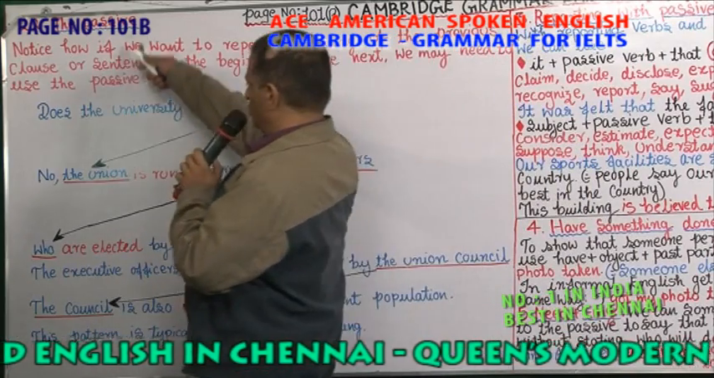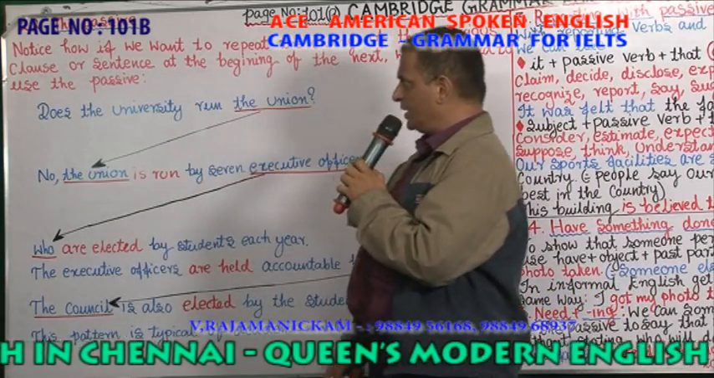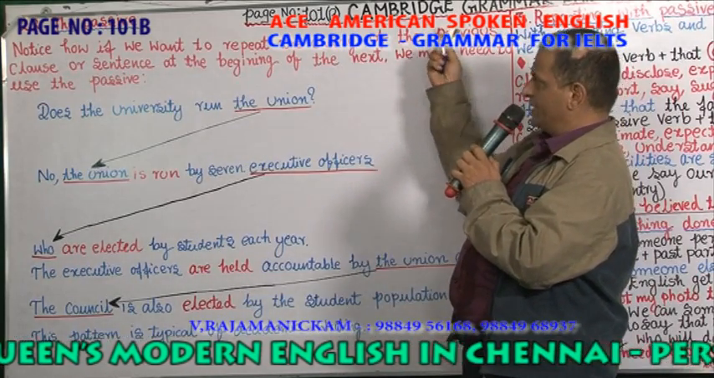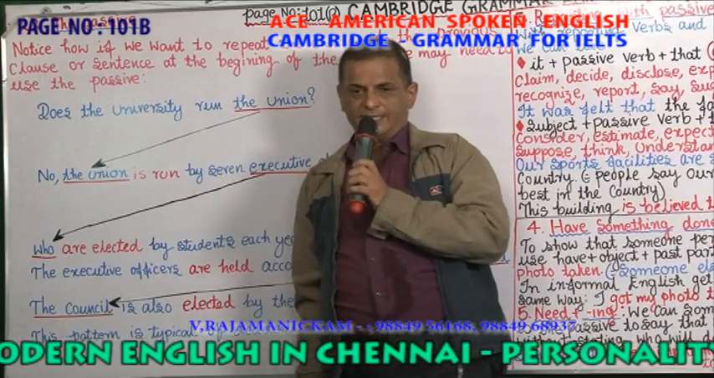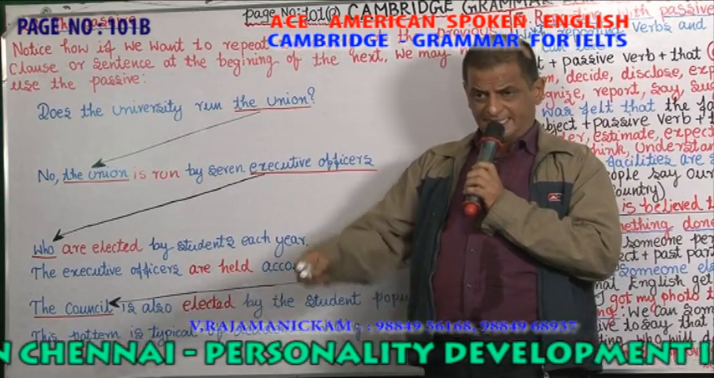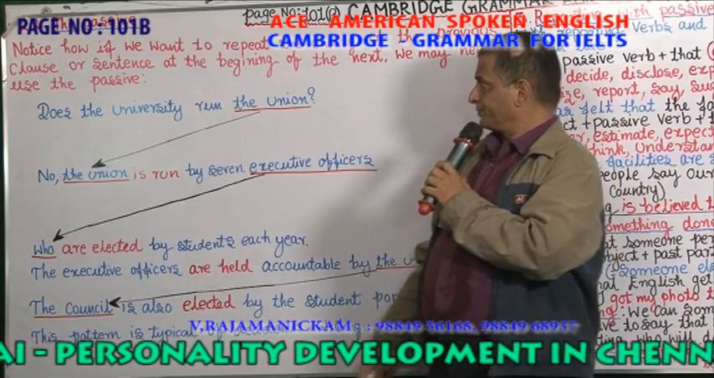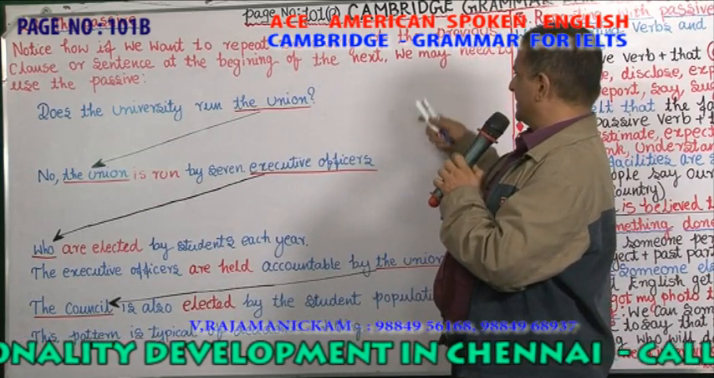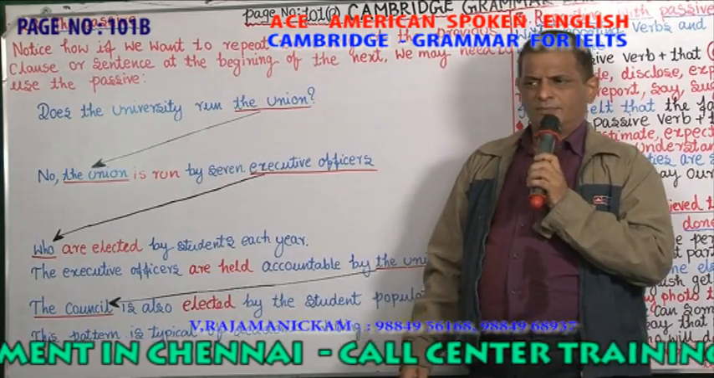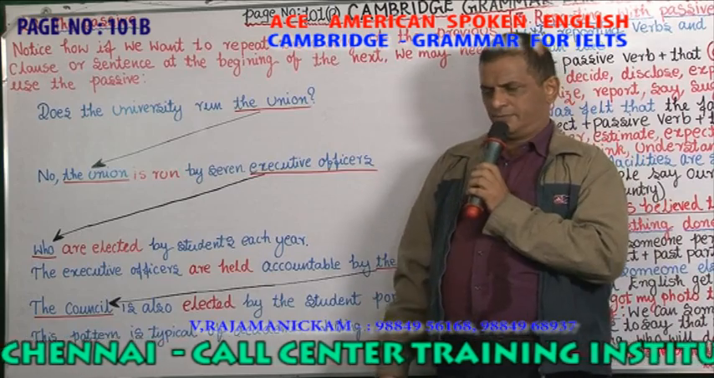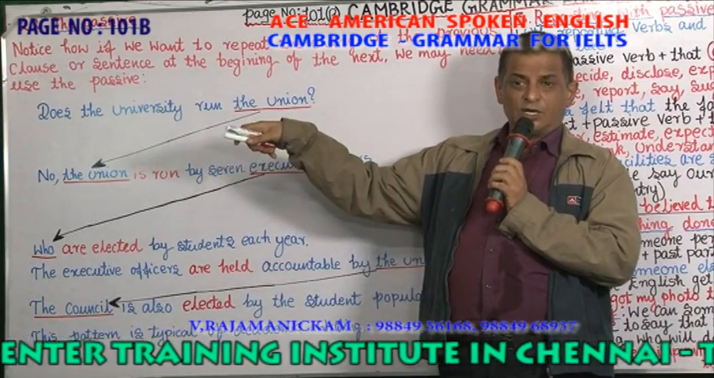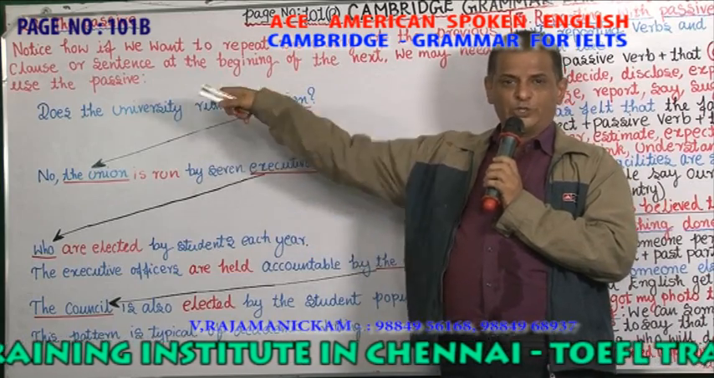See, this is one other way of using passive here. Notice how if you want to repeat the ending of the previous clause or sentence. One sentence is over. In the next sentence you want to repeat it as the beginning of the next, we may need to use passive. And when you want to start the next sentence with the same information, then you are using passive.